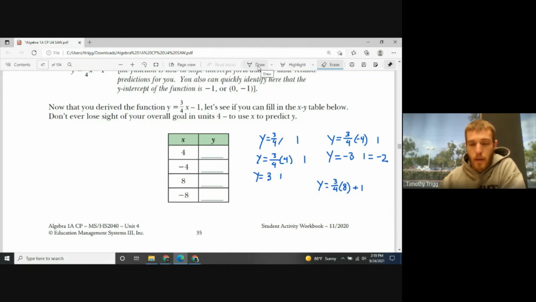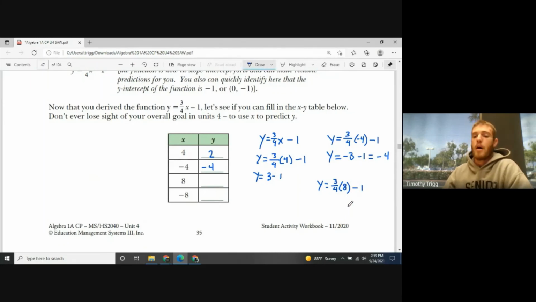That's okay. Good thing I caught it now. Okay, so this should be a 3 minus 1. That makes 2. And this one should be a -1 here. So that makes -4. And this one should be a -1 as well.